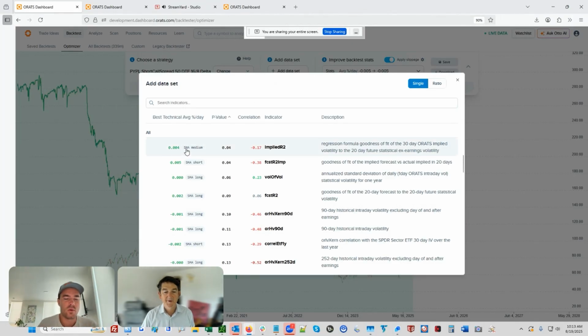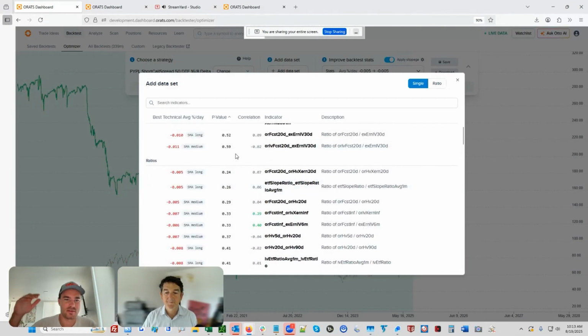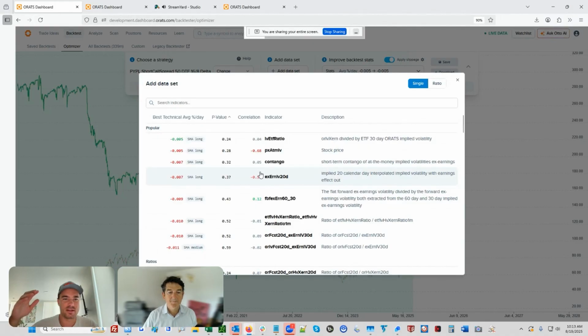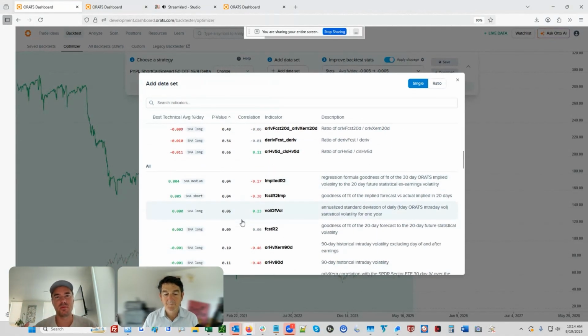What we do is test different simple moving average levels of that indicator. As probably most of you know, it's not as simple as just saying less than or greater than a value, because all of these ORATS indicators vary wildly in their values. Slope is a different value than the forecast, or the historical volatility, which is different than the contango. So we have to use a relative metric, and simple moving average is one of the most tried and true relative metrics out there.